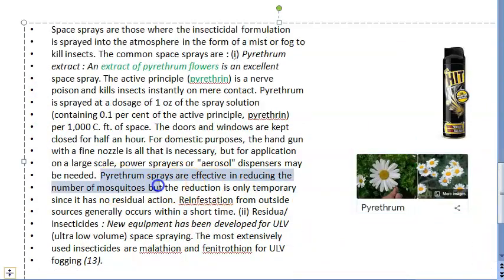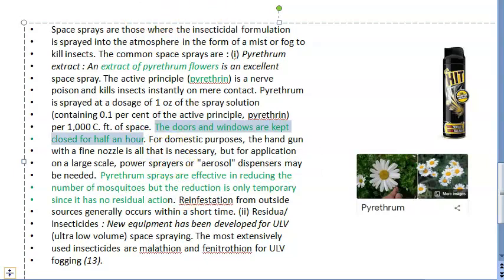Look at this. It will reduce the number of mosquitoes, but the reduction is only temporary as there is no residual action. It will not leave any residue. When you put it, it will work. After that, there's no residual action, like DDT and all will have. Did you understand, guys? And here it's not saying that it will kill. It will just say that it will reduce the number. Anyways, look at this. You have to keep the doors and windows closed for half an hour after spraying.